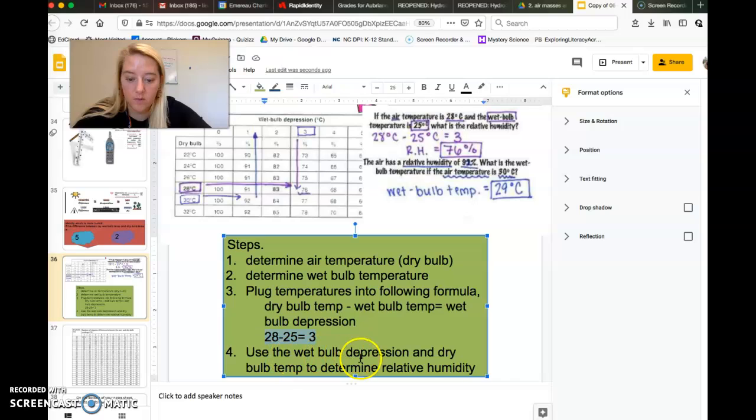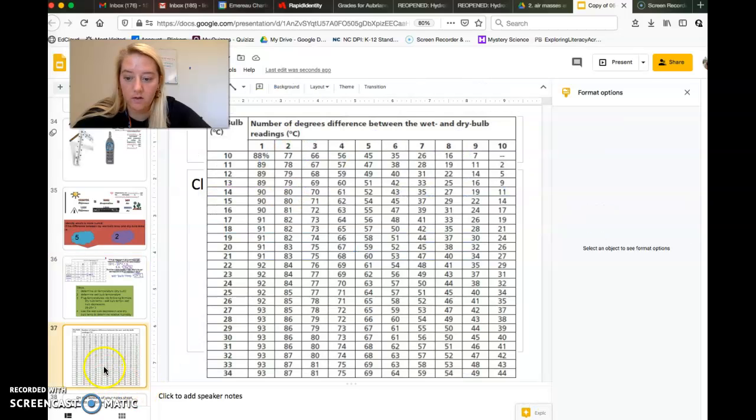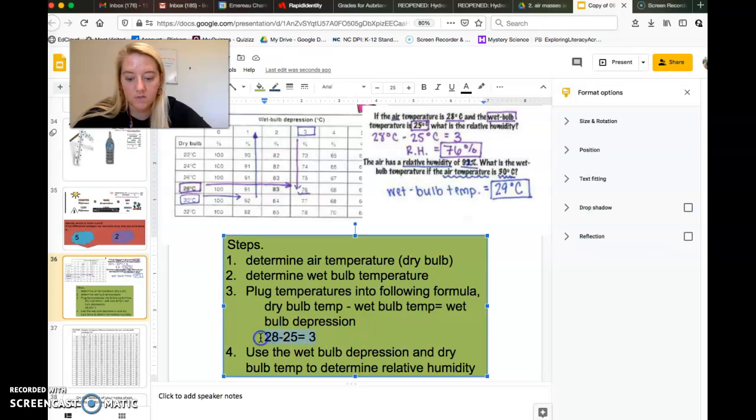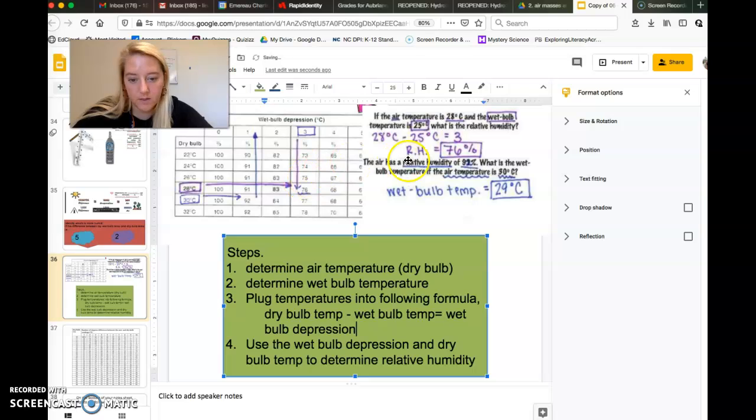Okay, so you use the wet bulb depression and dry bulb temperature to determine relative humidity. You compare the two. You need this graph, otherwise you can't do it, or a graph like it. I've got a larger one right here for your practice problems. You need the two in order to determine your relative humidity and the chart. So you use that chart to figure out your answer. Let's do the other practice problem right here.